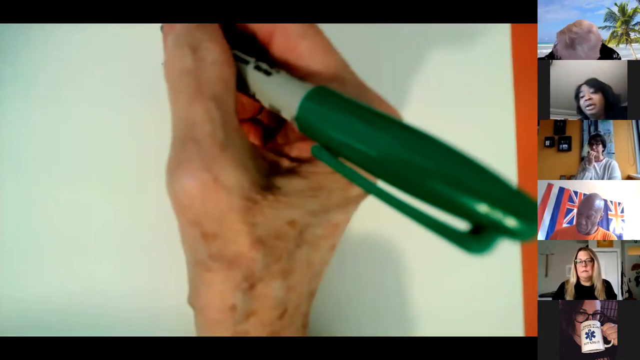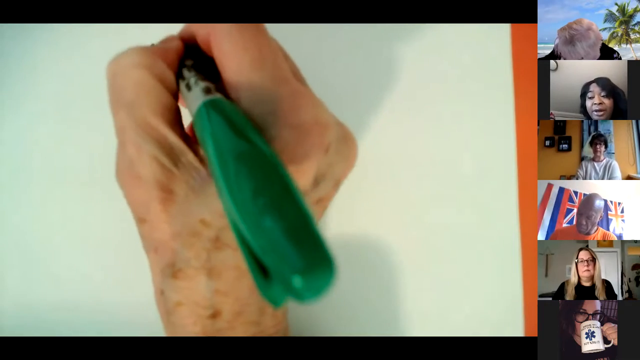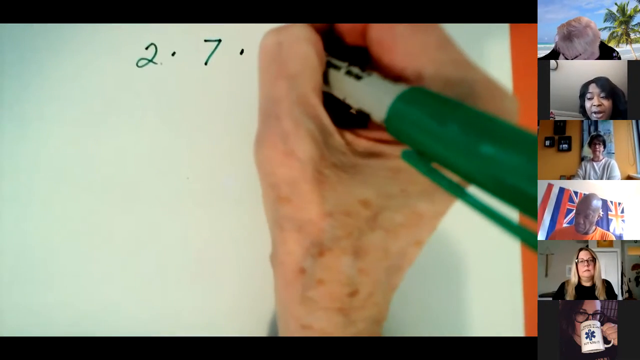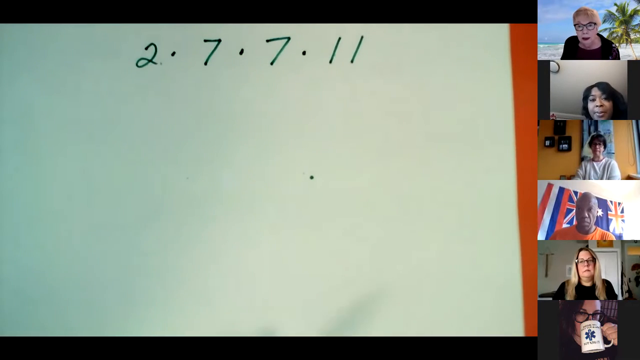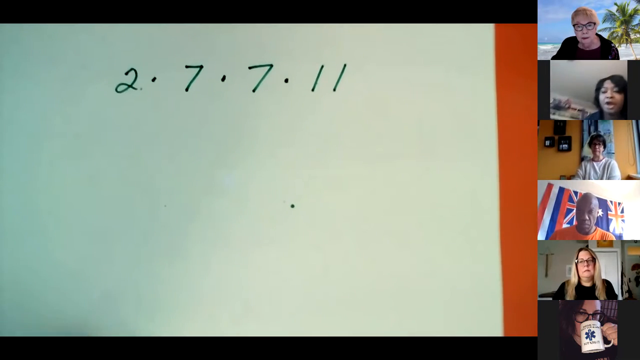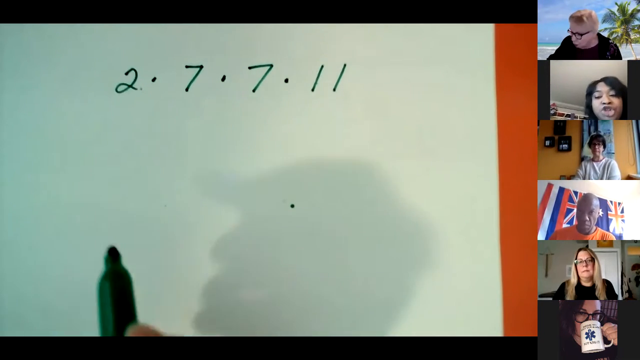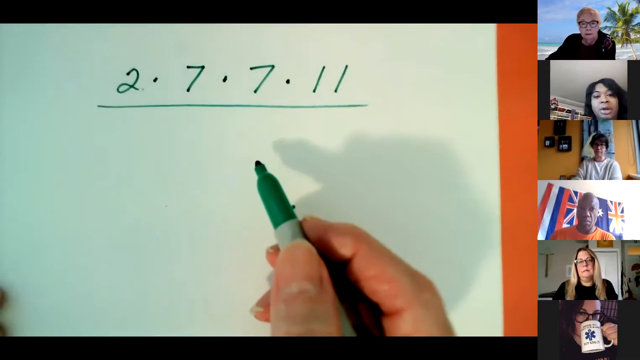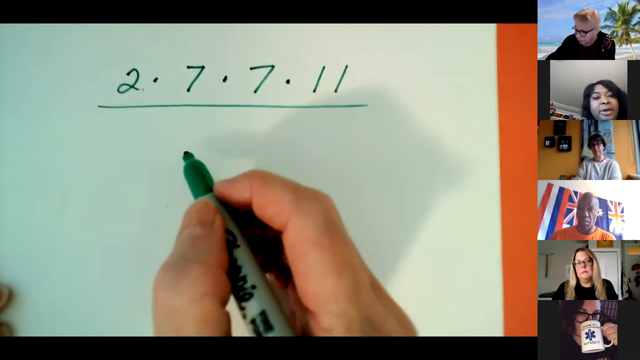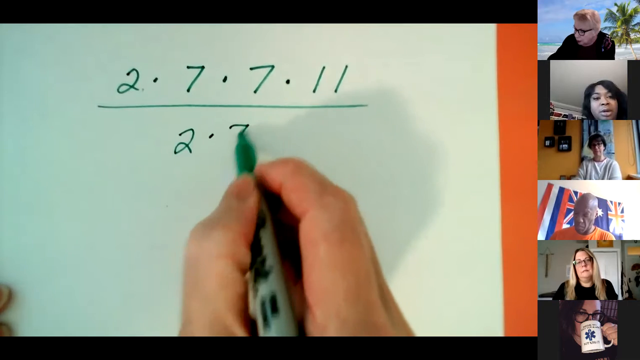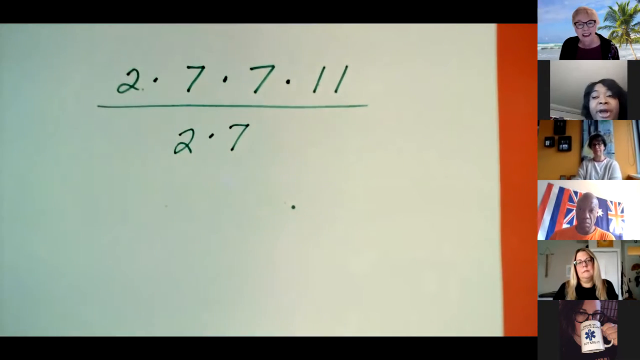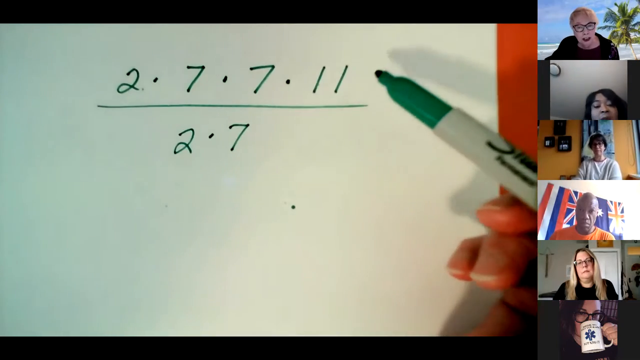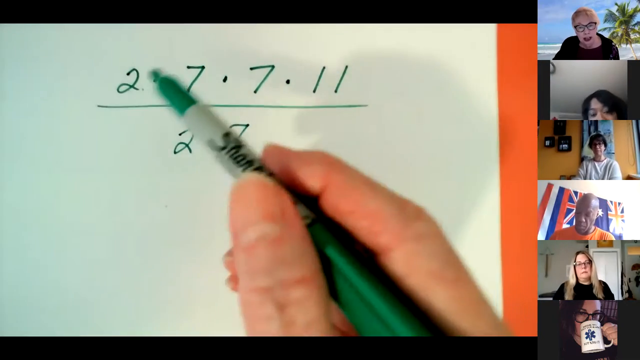Dot multiplication, 7, 7, 11. Fraction, what do they want you to do? Fraction line, fraction 2.7. And so I don't think it's 0.7, I think it's 2 times 7. Yes, 2 times 7, I'm sorry. So it was just a little bit of practice, which things we did before.